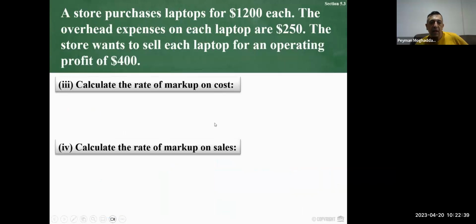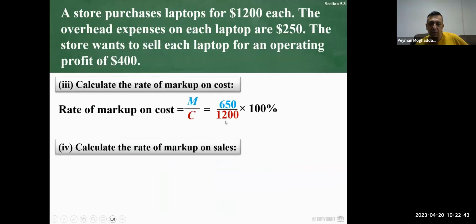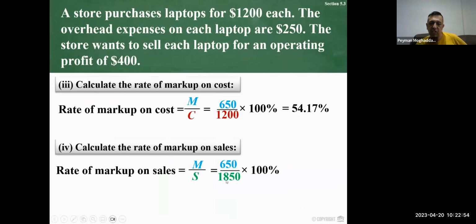And then calculate the markup on cost. So we have markup of 650 divided by cost, which is 1,200. That's going to be 54.17%. And calculate the rate of markup on sale, which is going to be markup divided by selling price, which is 650 divided by the selling price, which is 1,850, which we calculated in the last slide. Okay, so that's going to be 35.14%.